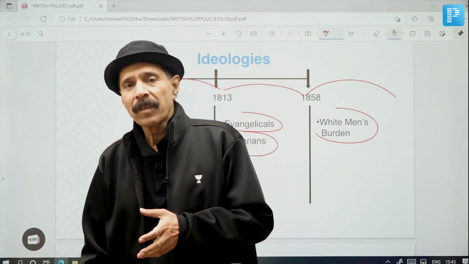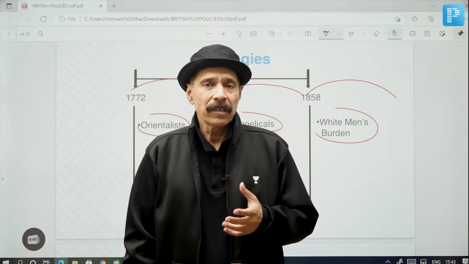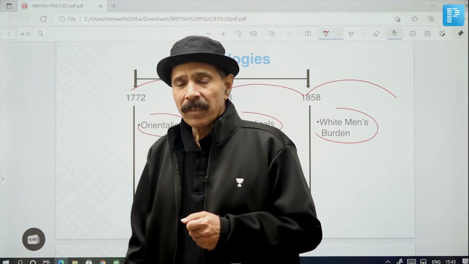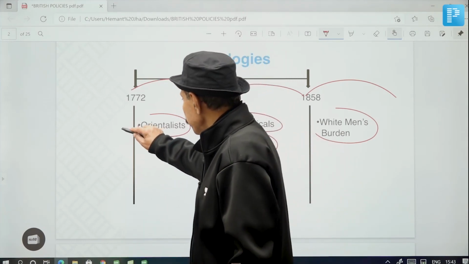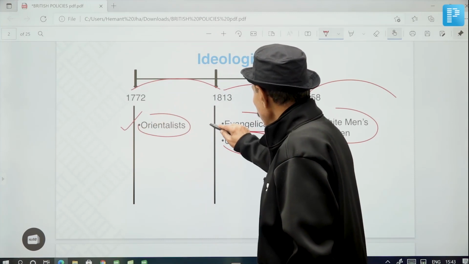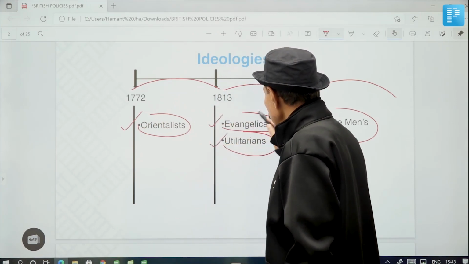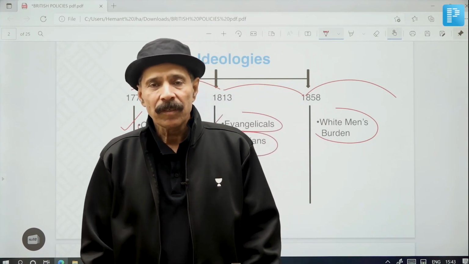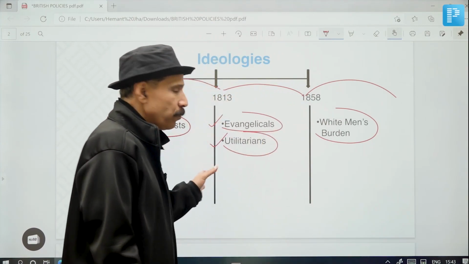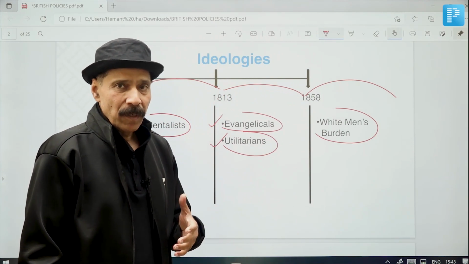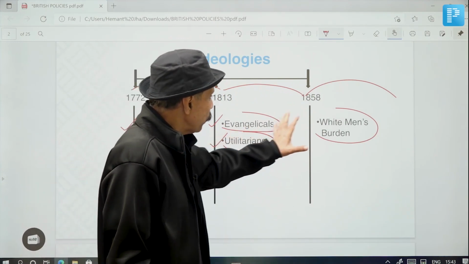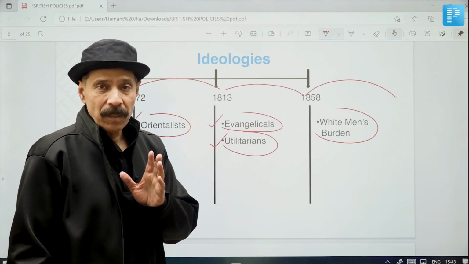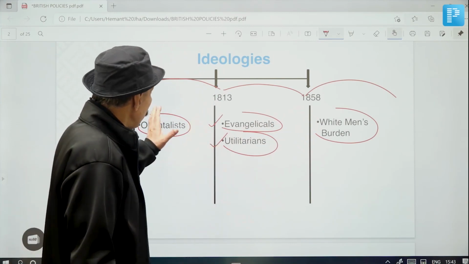And as regards the influences of these ideologies are concerned, the influences of the 3 ideologies, Orientalist, Evangelicals, and Utilitarians, are important for you. So, among these 4, you should know the essence of all, and among these 4, you should know the influences of the first 3.